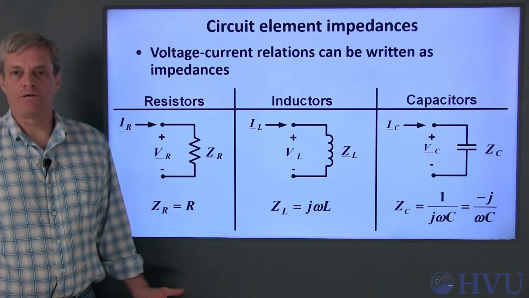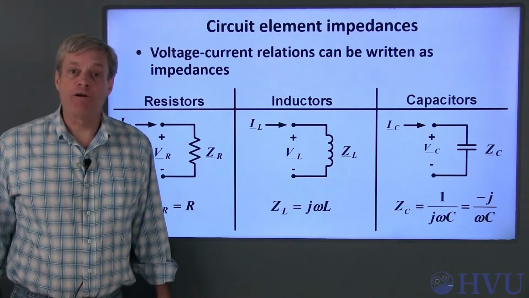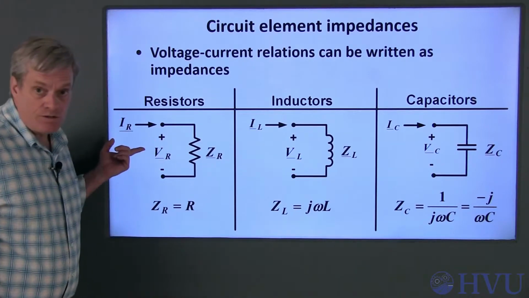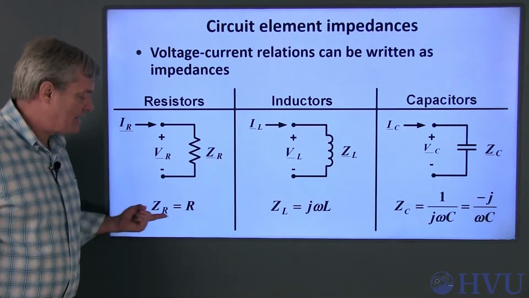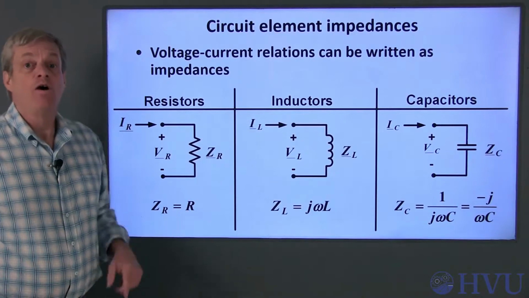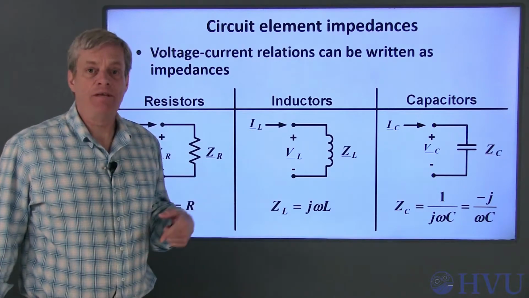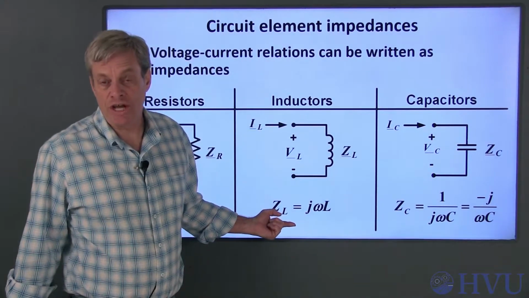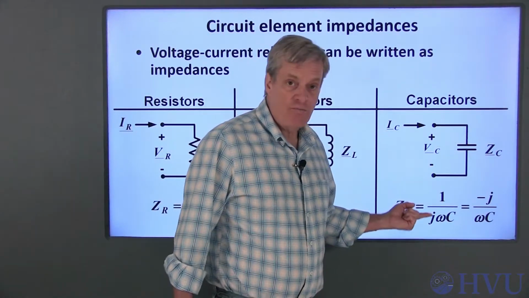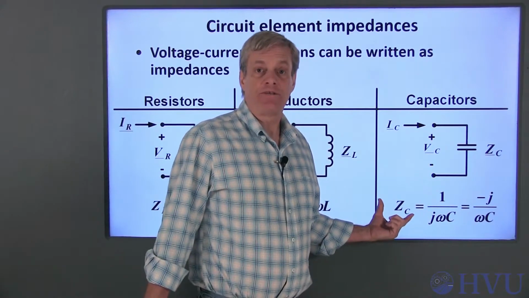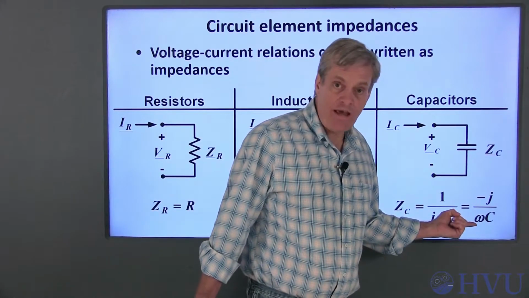The phasor voltage-current relationships we've developed in this video for resistors, capacitors, and inductors can be represented as impedances. For resistors, the voltage phasor is the resistance times the current phasor. A resistor's impedance then is equal to its resistance. For an inductor, the voltage phasor is equal to j omega L times the current phasor. That means that an inductor's impedance is just equal to j omega times L. A capacitor voltage phasor is 1 over j omega C times its current phasor. A capacitor's impedance is then just 1 over j omega C, or equivalently, the negative of j over omega C.